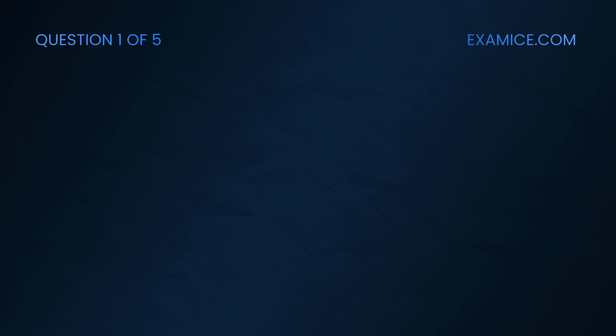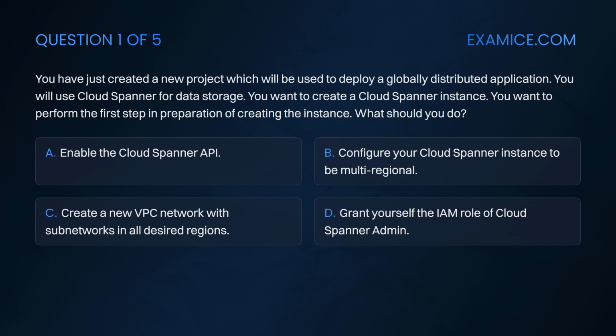Question 1. You have just created a new project which will be used to deploy a globally distributed application. You will use Cloud Spanner for data storage. You want to create a Cloud Spanner instance. You want to perform the first step in preparation of creating the instance. What should you do?